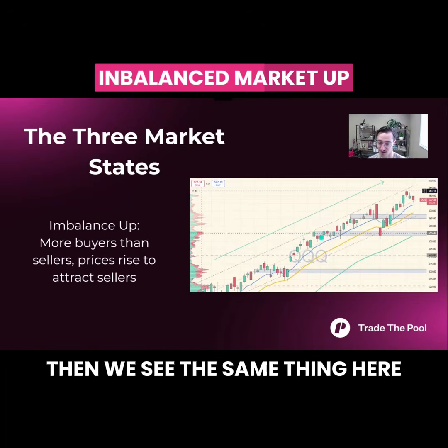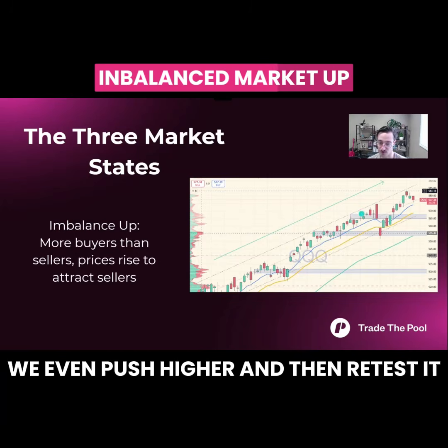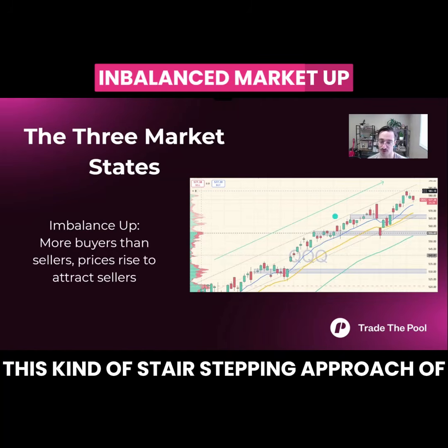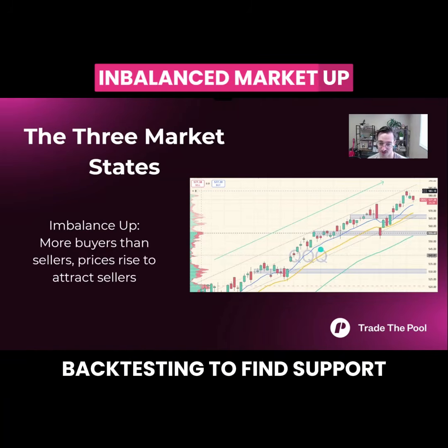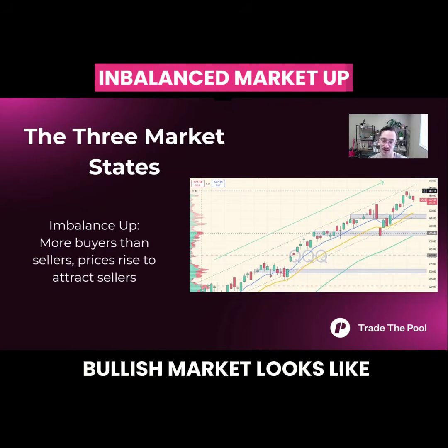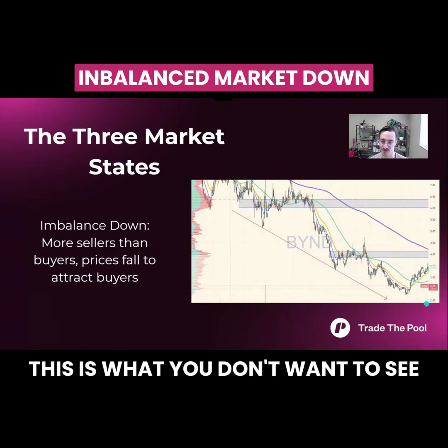Then we see the same thing here, consolidation around one level. We even push higher and then retest it and then surge even higher. This stair-stepping approach of pushing new highs, back testing to find support, pushing new highs. That's what an imbalanced bullish market looks like. That's what you'd like to see in a stock that you're in. This is what you don't want to see.